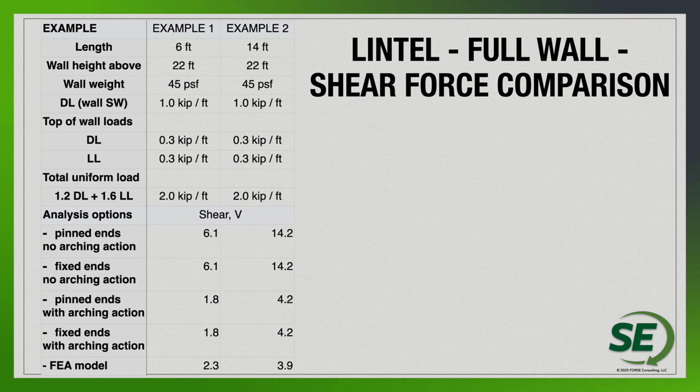And then I look at 2 more analysis options, pinned ends with arching action. With arching action, the key there is obviously we're just going to have that triangular area that we're designing for. We're looking at the shear for just that triangular area. So you can see the 1.8 and 4.2 to be our shear values. And I know what my finite element analysis actually gave me for shear values. Again, it gave me 2.3 for the 6-foot opening and 3.9 for the 14-foot opening. So you can see they track pretty close to the with arching action, which makes sense.